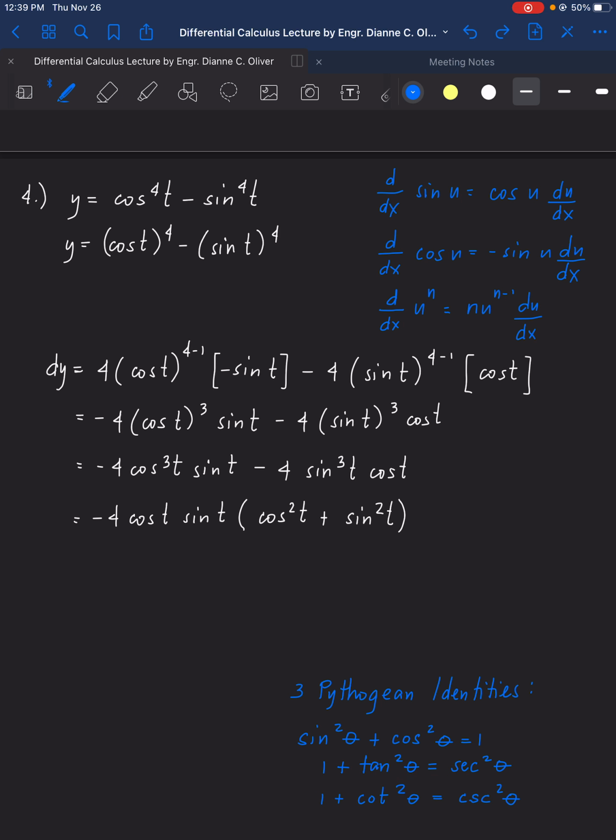So if we're looking at this portion, this is similar with the first identity. And the answer for cosine squared theta plus sine squared theta is 1. Therefore, the answer here is -4 cosine t sine t, and that is 1. So the final answer is -4 cosine t sine t. Okay, that is for sample number 4.